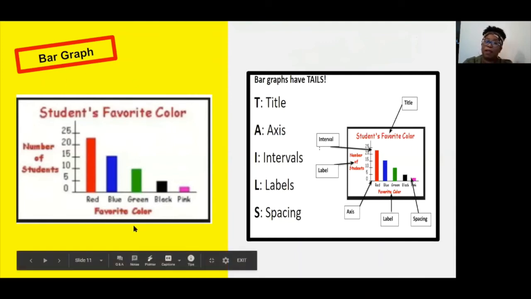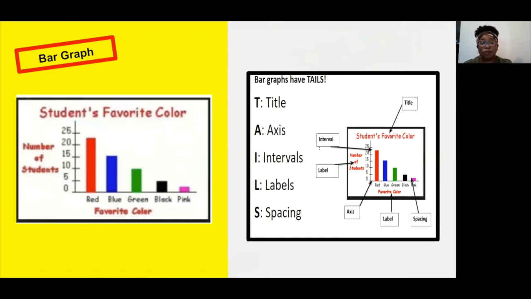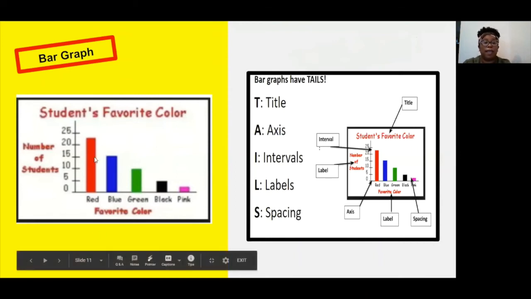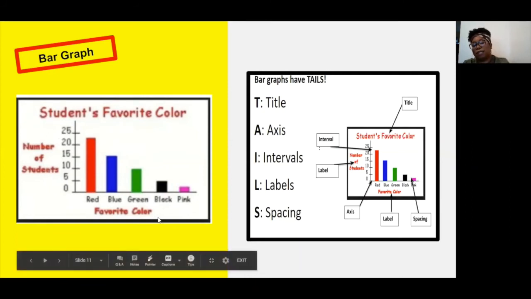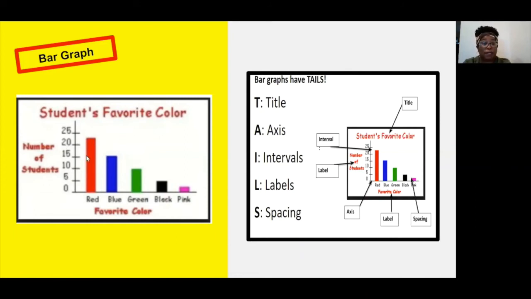So remember, the data that was collected was carefully organized or sorted into a chart, then transferred onto a bar graph. And here's an example of that graph. Once again, you have a title, you have a vertical axis, you have a horizontal axis. And all the data that was in the chart has now been graphed here. So red, blue, green, black, and pink.